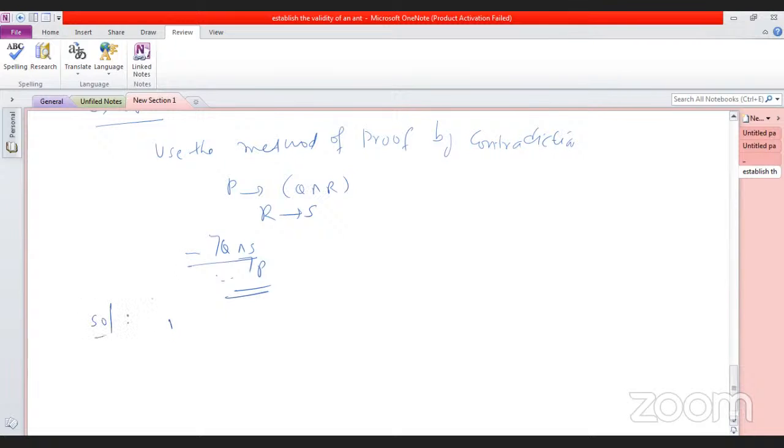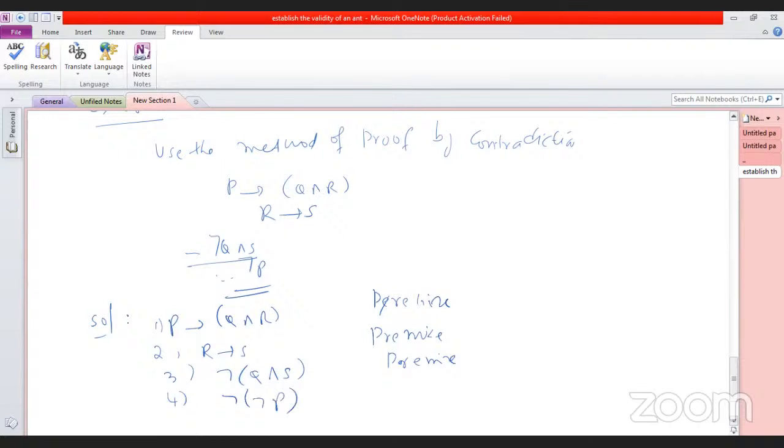Solution: P implies Q and R is the premise. I already told you the premise earlier in the class, not just now. That is the first condition. Then R to S is also a premise. And the third condition, Q to Q and S, is also a premise. Fourth condition is negation of P. Negation of P is the additional premise. We are writing the negation value.